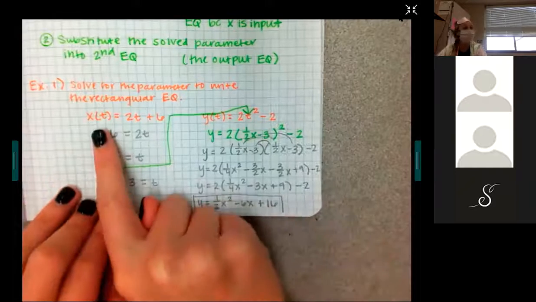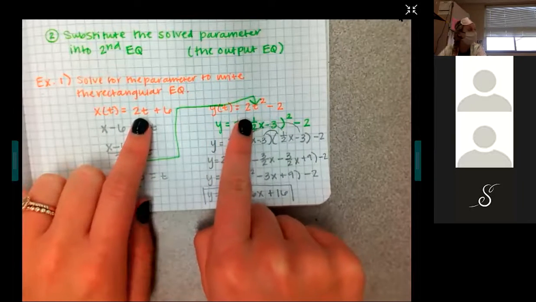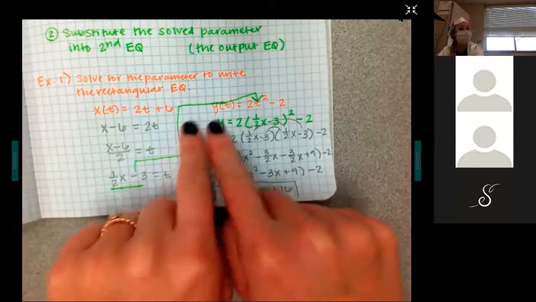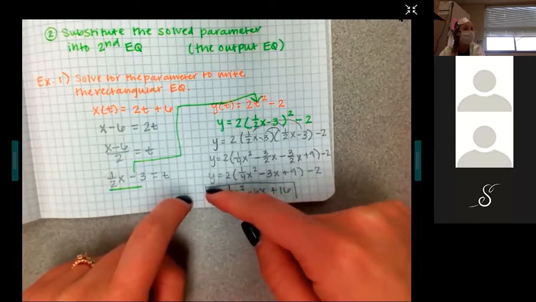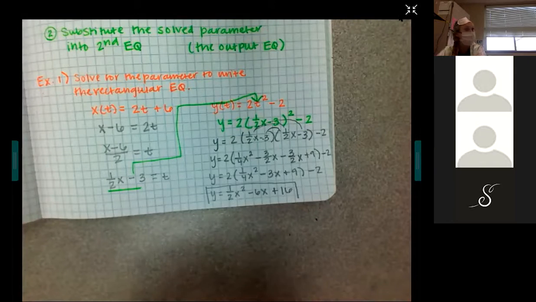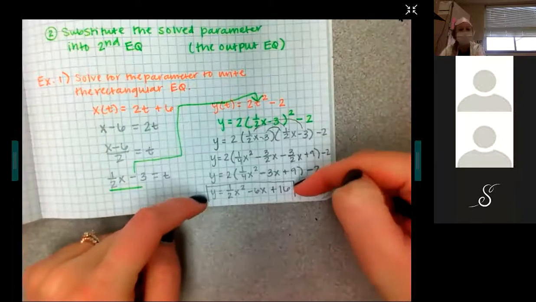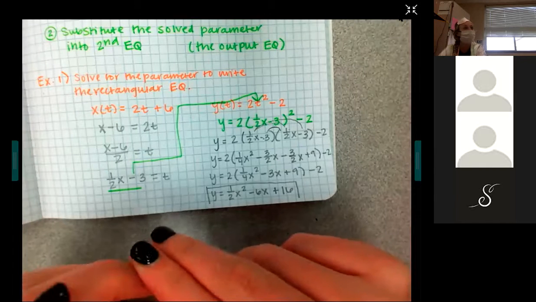So I solved one more time. I found the input equation, solved it for t because that's what they have in common. And then I substituted into t in the other one, and that's your rectangular equation. Y equals, and it's got x's. So we're done. Then whatever questions they ask you about it, where could you go put this equation? In Desmos. Are y'all ready to try one?